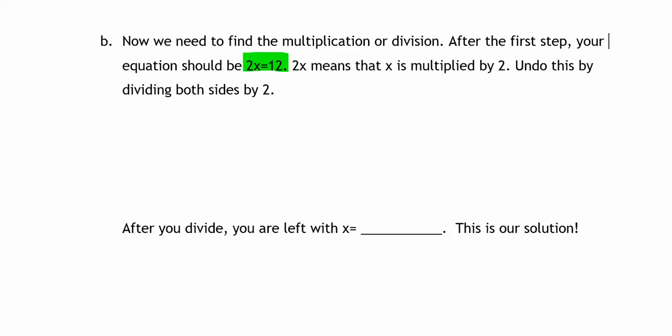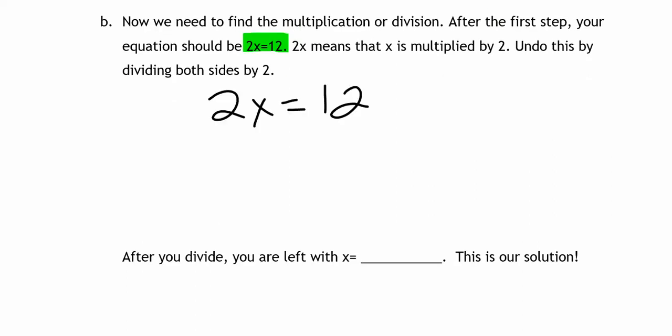So we finished with 2x equals 12 from step A. Now we need to get rid of the multiplication and division. At this point, it looks like just a one-step equation. Remember, 2x means that x is multiplied by 2. We're going to undo that multiplication by using division. So in the equation 2x equals 12, I only want one x, not 2. So I'm going to divide both sides by 2.